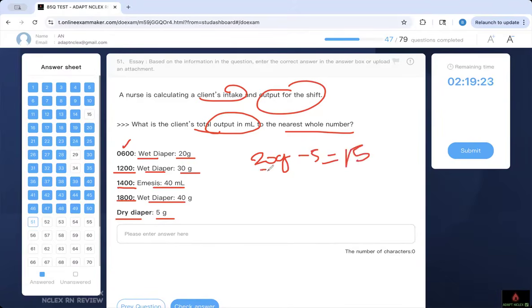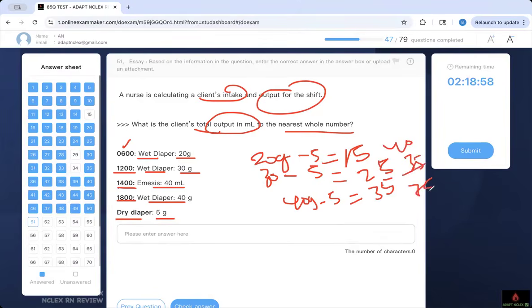At 1200, same thing. 30 grams, you subtract 5, you get 25. At 1800, 40 grams, subtract 5, you have 35. So you have 40 here and 35. So 75. And then emesis is 40.